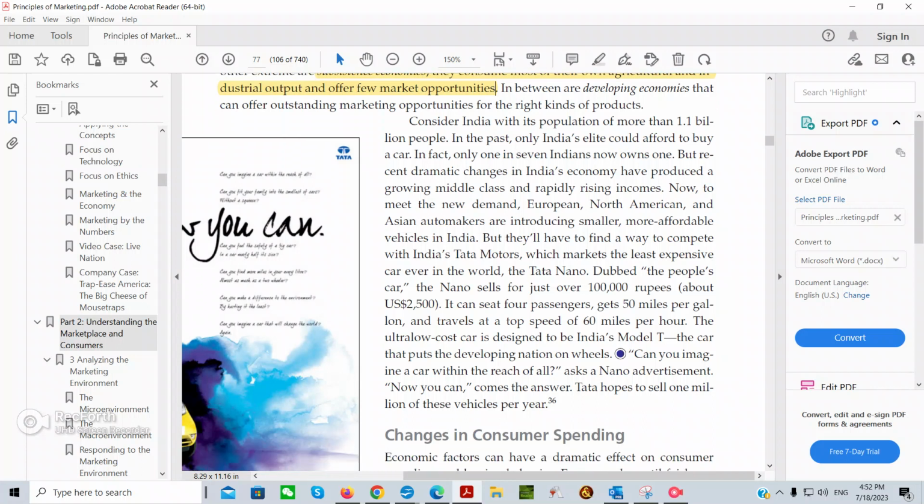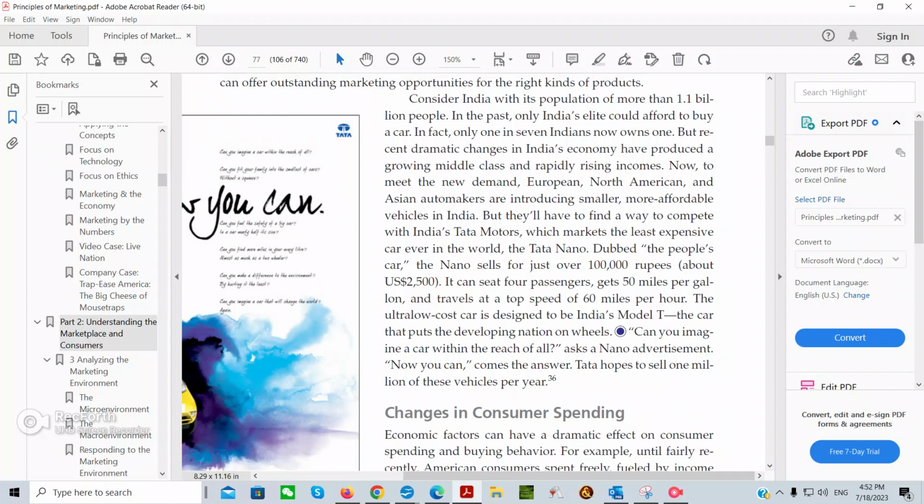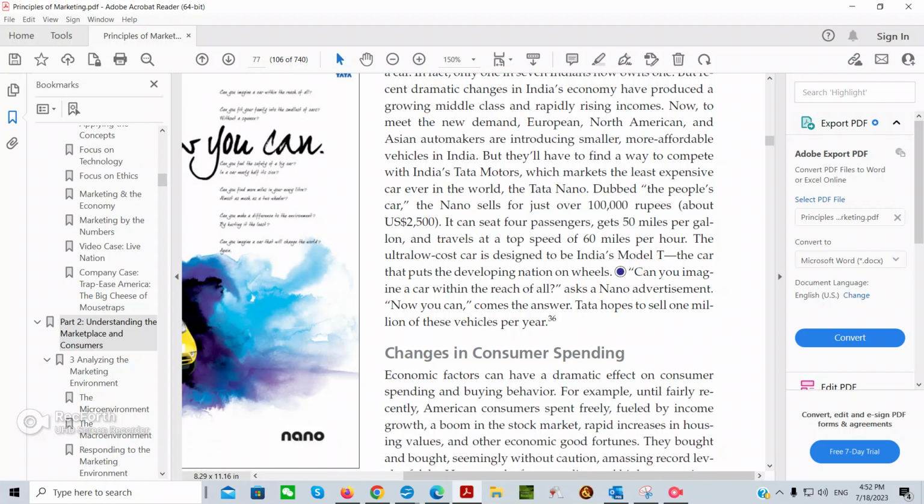Can you imagine a car within the reach of all? Now comes the answer. Honda hopes to sell 1 million of those vehicles per year. So that is a major marketing strategy: you target the lower-end market, so that way you can target more. And that way you can target as many people as possible, even cross-platform possibly.